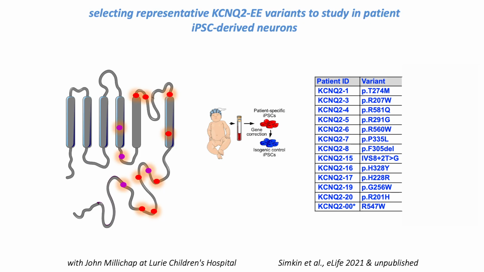In collaboration with John Millichap and other clinicians at Lurie Children's Hospital in Chicago, we have set up an IRB-approved protocol that has allowed us to enroll 20 children with KCNQ2-associated epilepsy. We've made induced pluripotent stem cell lines from all of these cases and have successfully corrected their mutation by CRISPR-Cas9 in approximately half of them so far.